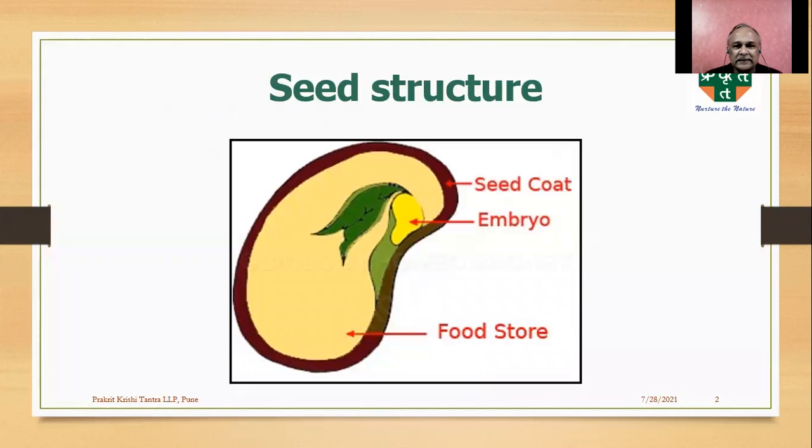What is the structure of the seed? Any seed, whether it is very small, minute, or big, bold seed. For example, the smallest type of seed, we can take the example of petunia flower, very small. You cannot even see the seed without a hand lens. Or bold seed like pumpkin or zucchini. All the seeds have the same basic structure. And what is that basic structure?